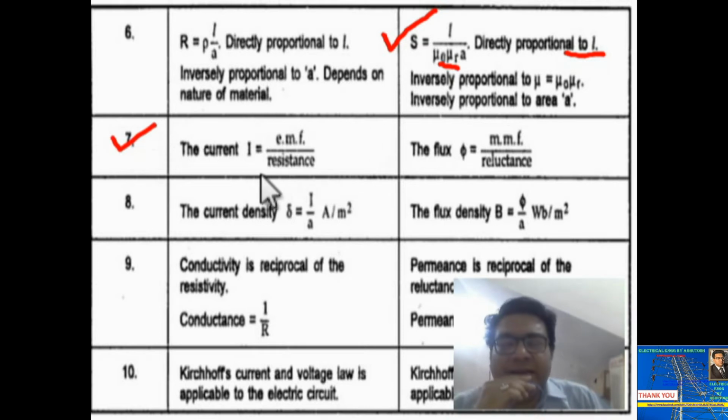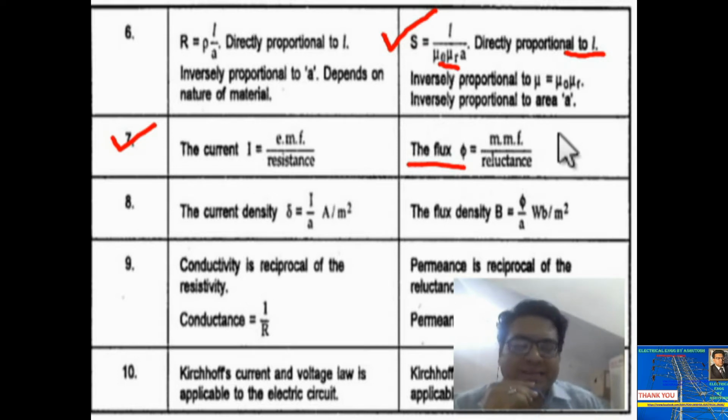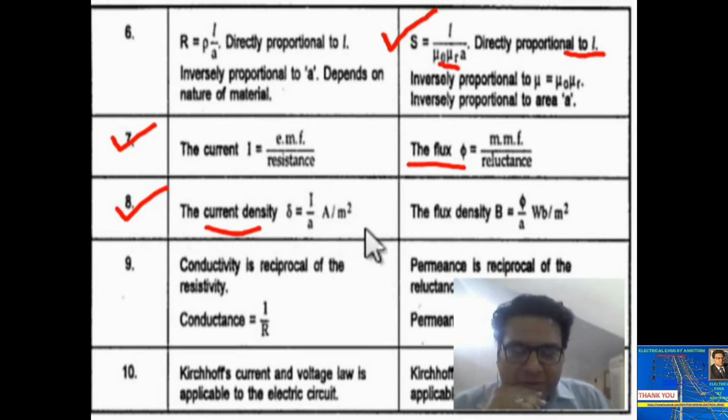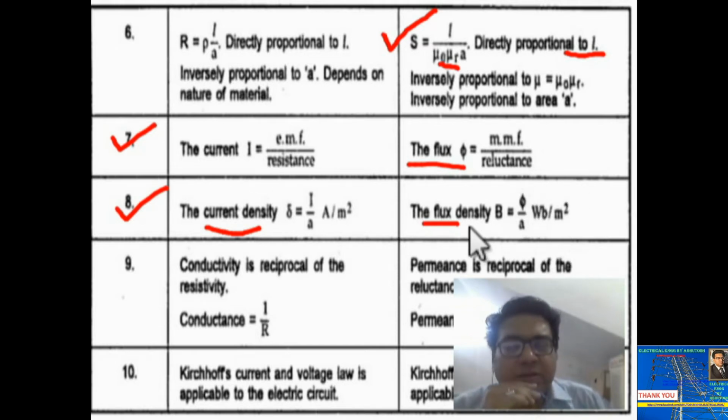And point 7, the formula for current is EMF upon resistance, E upon R or V upon R. But in magnetic circuit, the formula for flux is MMF upon reluctance, F upon capital S. And the current density will be there in electric circuit. See here, current density formula is I upon A in ampere per meter square, but flux density capital B will be there in magnetic circuit, and it is flux passing per unit area, flux upon A. The unit of flux density will be Weber per meter square.